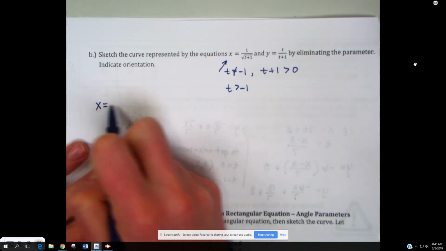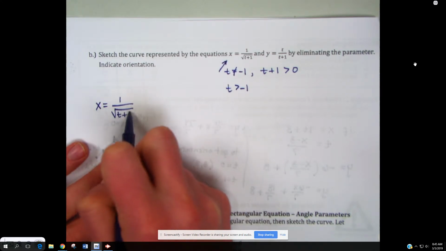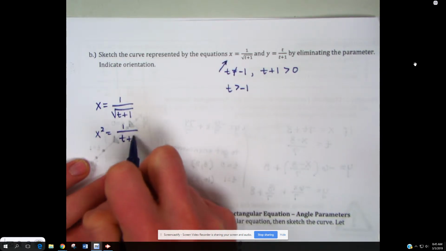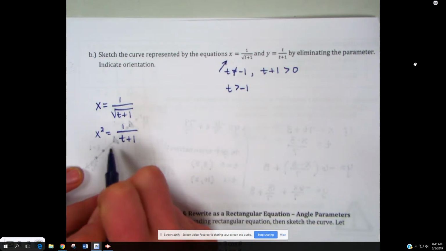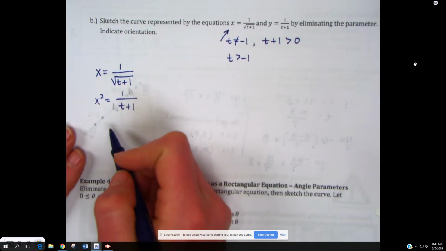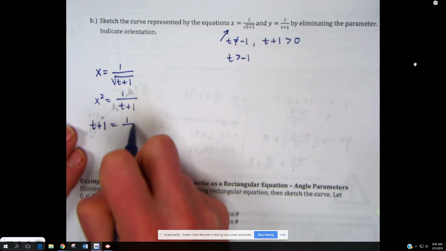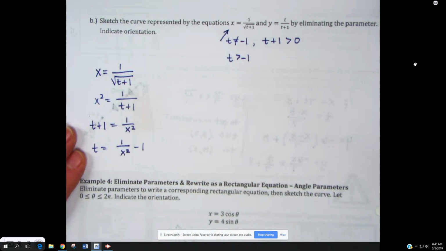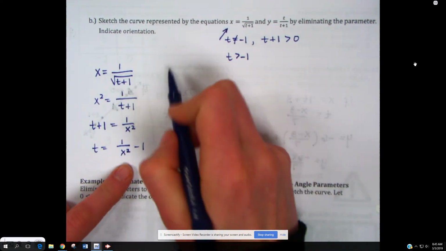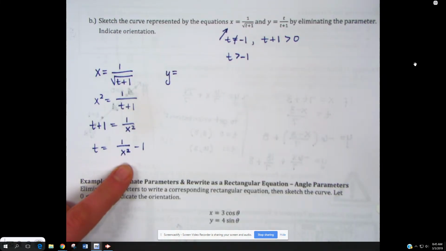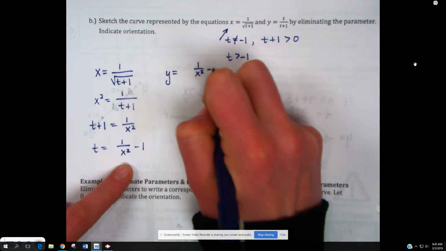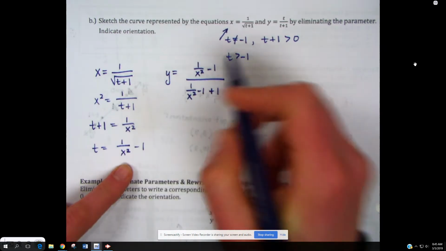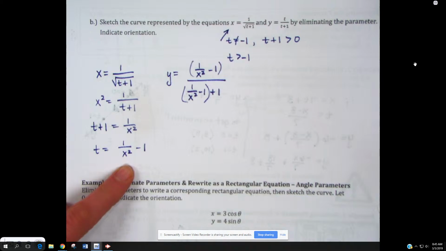In order to switch to the other form, to rectangular form, I will take that one and I'll solve for t. So I'll square both sides. And I can think about it as cross multiplying or taking reciprocals of both sides. Lots of ways to solve this one for t, but t plus 1 would be 1 over x squared, and t would be 1 over x squared minus 1. If that's true, then I'll take that back and plug it into my y. So I'll have 1 over x squared minus 1 divided by 1 over x squared minus 1 plus 1. That is my t up top and my t plus 1 on the bottom.